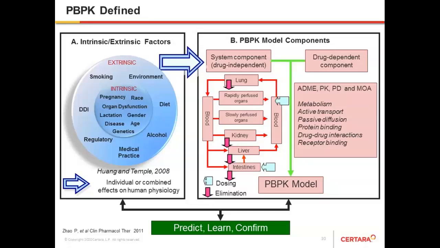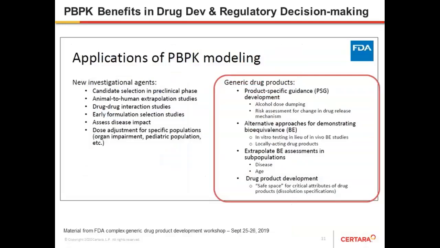It would probably be unethical and definitely economically not the best idea to run all these clinical trials for all these populations, and a properly verified PBPK model, which combines variability, is perfectly suited to serve as a surrogate for this kind of trial.